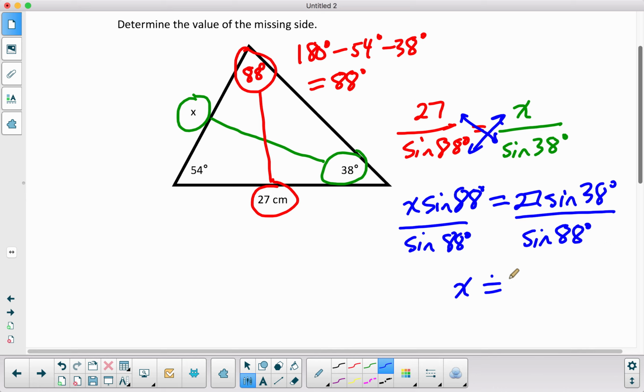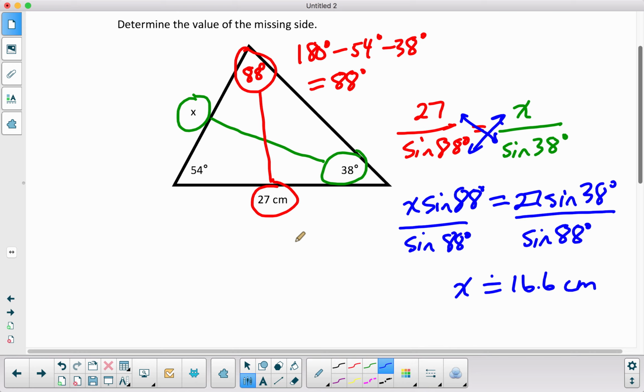And the answer is about 16.6 centimeters. And that's about what we expect since our opposite angle, 38 degrees, is so much smaller than the other opposite angle, which is 88. So I would expect this side to be shorter than this side.